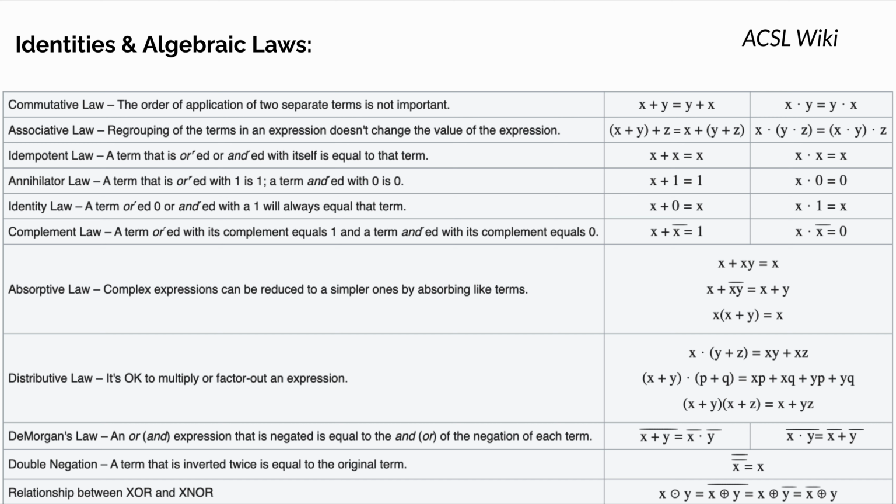The most important laws for you to know are the identity law and De Morgan's law. De Morgan's law is the core of ACSL Boolean algebra. It is the law that is most important for you to know and that will 100% appear when you are trying to simplify your expression. I would take a minute to pause the video and review these identities and algebraic laws before continuing, as I'm going to go over a few examples on the next slide.